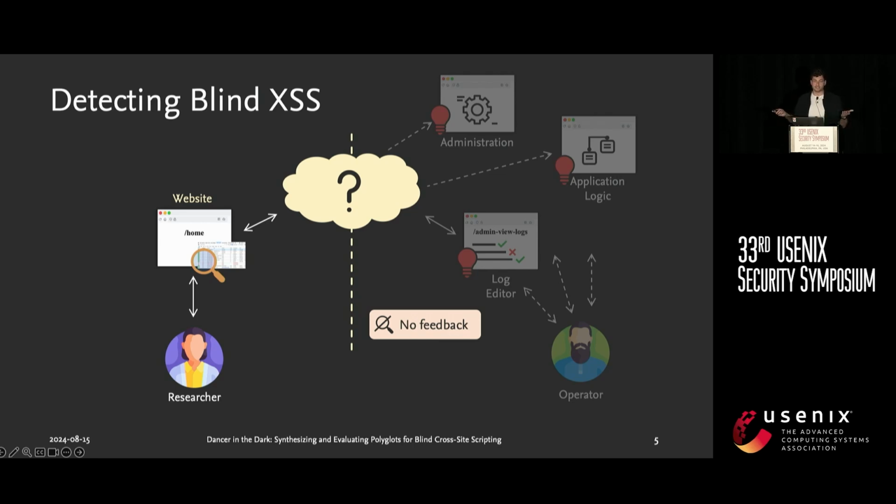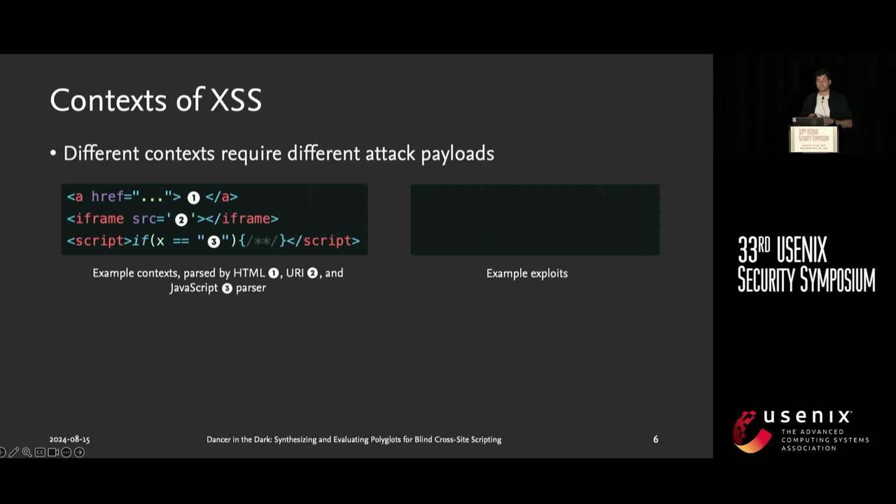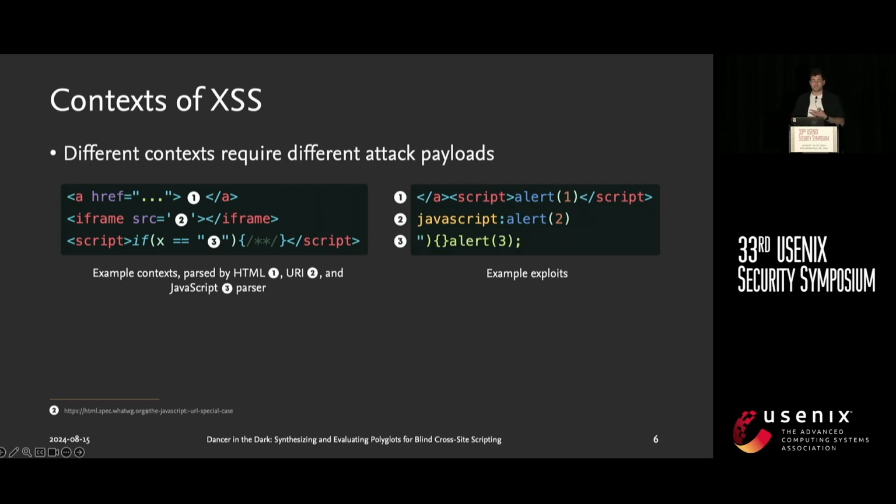Maybe let's do some blind testing. The problem with blind testing is that we cannot know in which context we are in. So there are different contexts, and I've brought you 3 here. The first one is in the HTML parser. So you need an exploit that works here, like you close the anchor tag, inject your script, and so on. So the second one is in the URI parser, where you can use JavaScript URIs, for example. And these are a very specific case. And in the third case, you are directly in the JavaScript parser, so you need another different exploit. Great, so we have unknown contexts, and we don't know where we land.